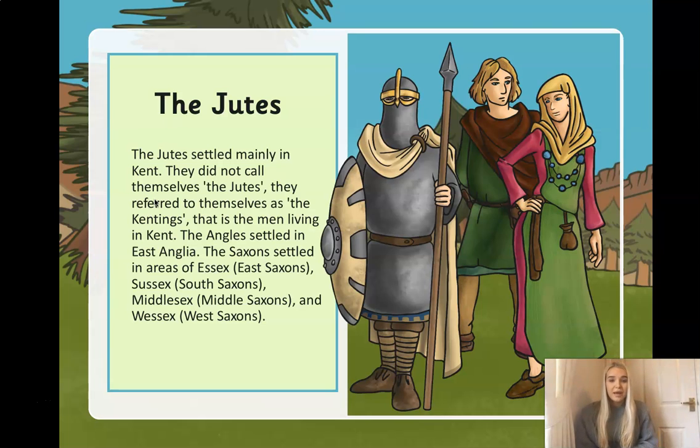Now, the Jutes settled mainly in a place called Kent, and they called themselves the Kentings, and that means the men living in Kent. The Angles settled in East Anglia, which is a place. The Saxons settled in areas of Essex, and that is where the East Saxons settled. Sussex, where the South Saxons settled. Middlesex, where the Middle Saxons settled. And Wessex, where the West Saxons settled. So we can see there were four groups of Saxons, the East, the South, the Middle and the West, who all settled in different areas. And that's where the areas got their names from too, which we'll be learning a little bit more about later.